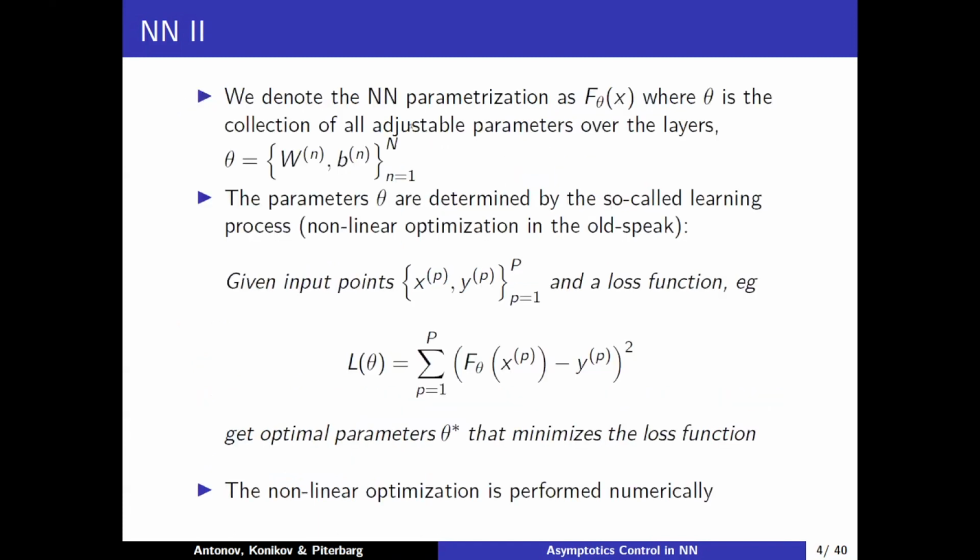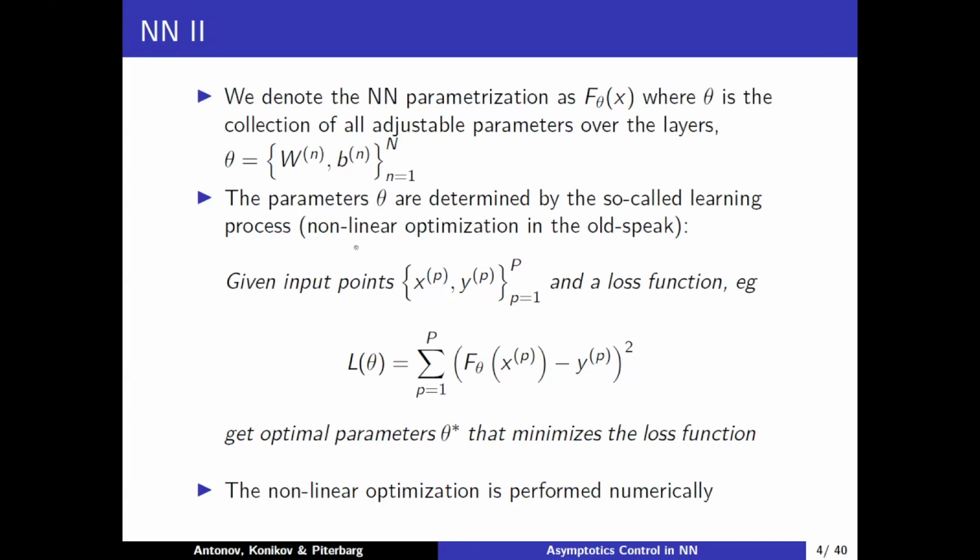So again, the neural network parameterization of the function is f of theta. Theta is a collection of all the adjustable parameters, W and B. We can have quite a lot of them; in general it can be several thousand or even sometimes several million. So the function can be very rich, but if it is too rich, then optimization is not that good. Nevertheless, the parameters theta are determined by the so-called learning process.